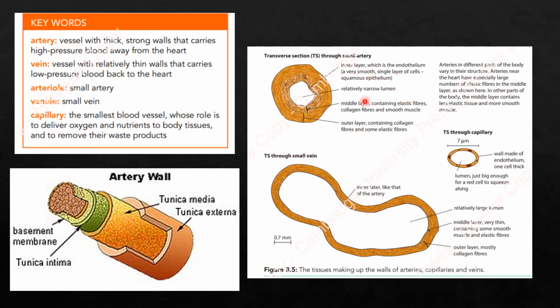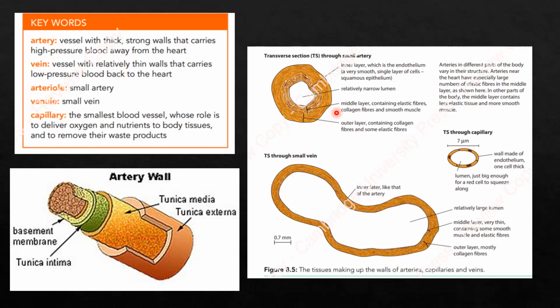Then we have a middle layer, which is made up of elastic fibers, smooth muscle fibers, and collagen fibers. Now, let me tell you, collagen is a maintenance substance. The important thing here is the elastic versus smooth muscle. Some arteries may have more smooth muscle, others may have more elastic fibers. What difference will that make? Let me tell you the difference here.